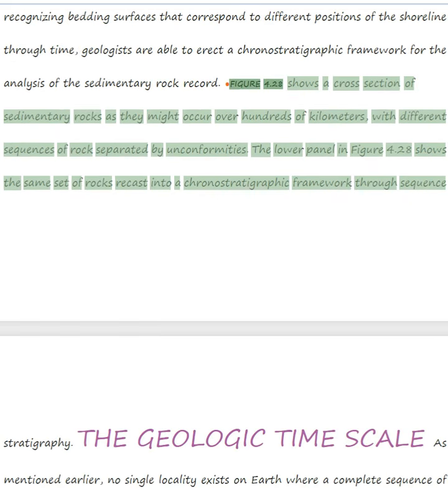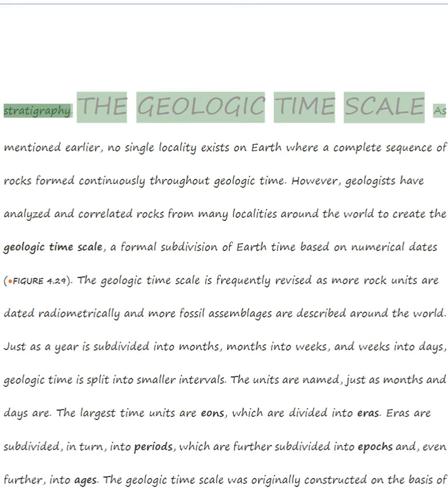Figure 4.28 shows a cross-section of sedimentary rocks as they might occur over hundreds of kilometers, with different sequences of rock separated by unconformities. The lower panel in Figure 4.28 shows the same set of rocks recast into a chronostratigraphic framework through sequence stratigraphy.